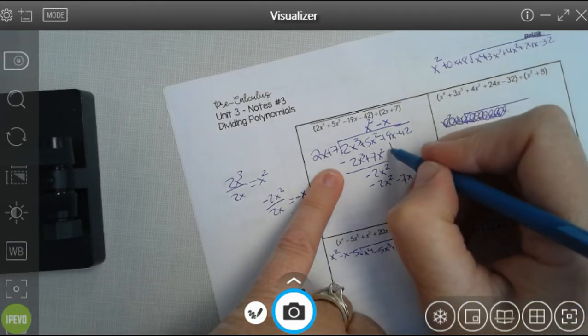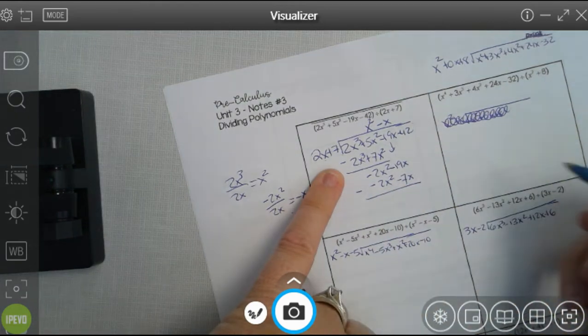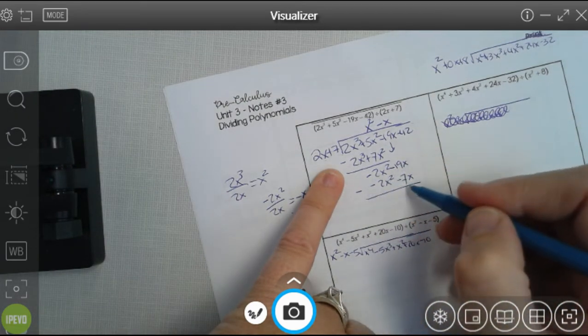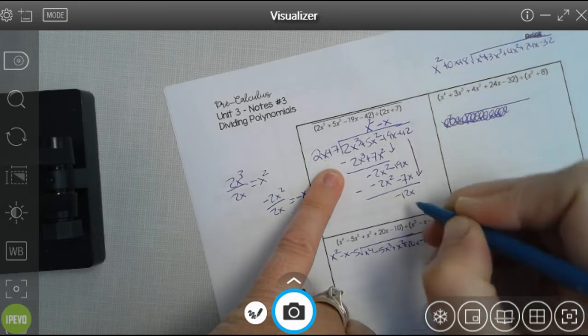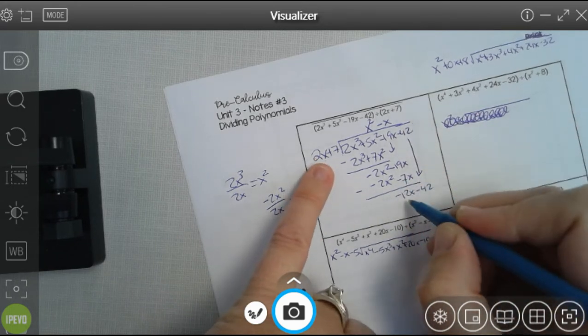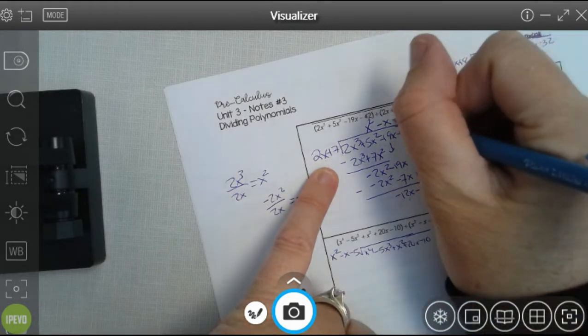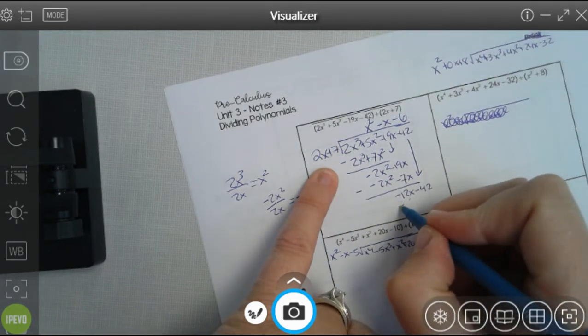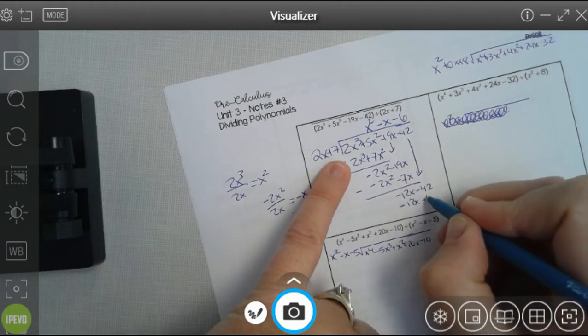Oh wait, I forgot to bring down that term. I almost forgot how long division works. So subtract, those cancel. Negative 19 minus a negative 7 would give me negative 12x. Bring down your last term. Divide these two. Negative 12x divided by negative 2 would give me a negative 6. Multiply those both by negative 6 and do the 7 times a negative 6 also.